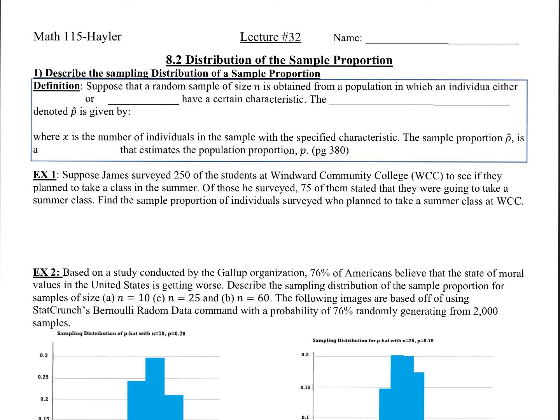Welcome to Lecture 32, 8.2, Distribution of the Sample Proportion. Alright, so Objective 1, describe the sampling distribution of a sample proportion.